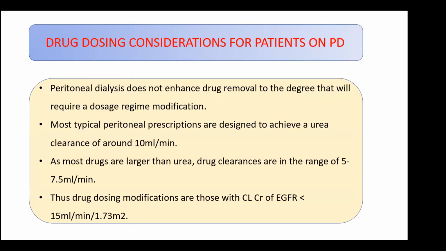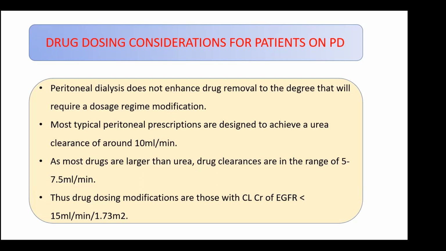Now, coming to drug dose modifications or considerations for patients on peritoneal dialysis. Peritoneal dialysis does not enhance drug removal to the degree that will require a dosage regimen modification. Most typical peritoneal prescriptions are designed to achieve a urea clearance of around 10 ml per minute. As most drugs are larger than urea, drug clearances are in the range of 5 to 7.5 ml per minute.